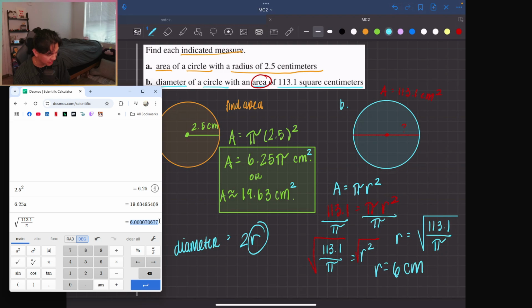But what is the question asking for? It's asking for the diameter. The diameter is 2 times the radius. So if the radius is 6, that means that the diameter is just 6 times 2, which is 12. So the diameter is 12 centimeters right over here. And that's it. Okay, bye.